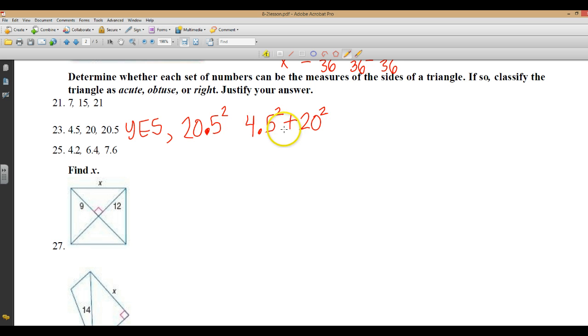So if we square these three numbers, we would get 420.25, 20.25, and 400. And so if we add the two numbers on the right, we find that the two values are equal. So if the longest side squared is equal to the sum of the shorter two lengths squared and added together, then it is a right triangle.